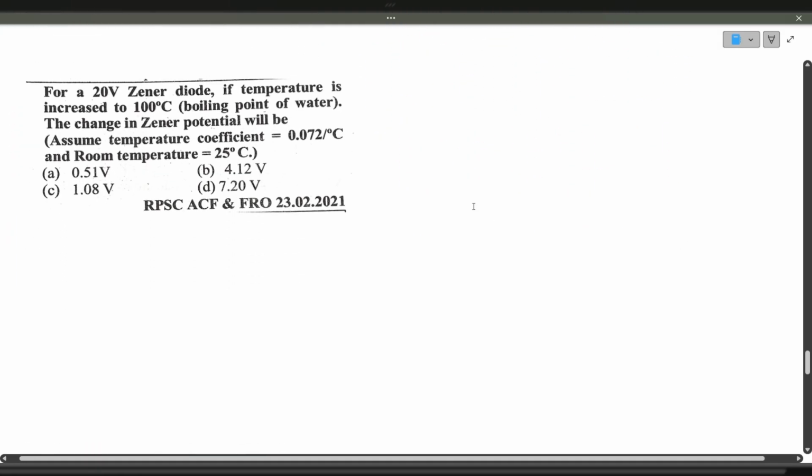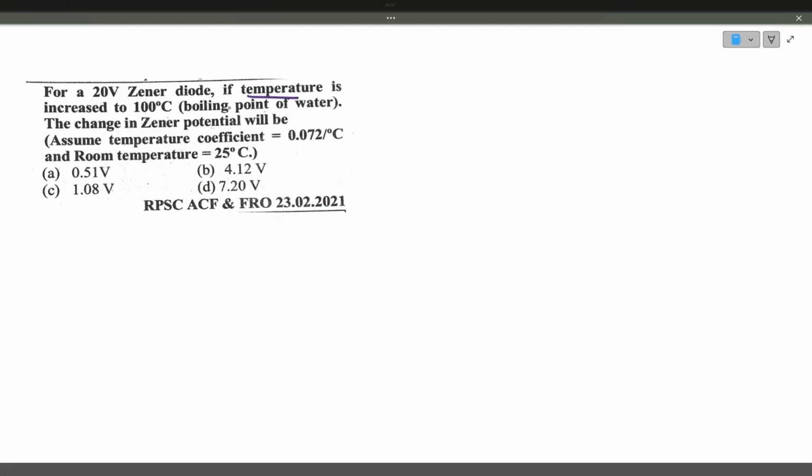Now for the next question: for the Zener diode, if the temperature is increased to 100 degrees from room temperature, the boiling point of water, what will be the change in the Zener potential? The temperature is increased from 25 degrees to 100 degrees, so this is T0 and this is T1. He has given the temperature coefficient of the Zener, that is Tc equal to 0.072 per degree centigrade. Now he is asking what is the change in the Zener voltage.